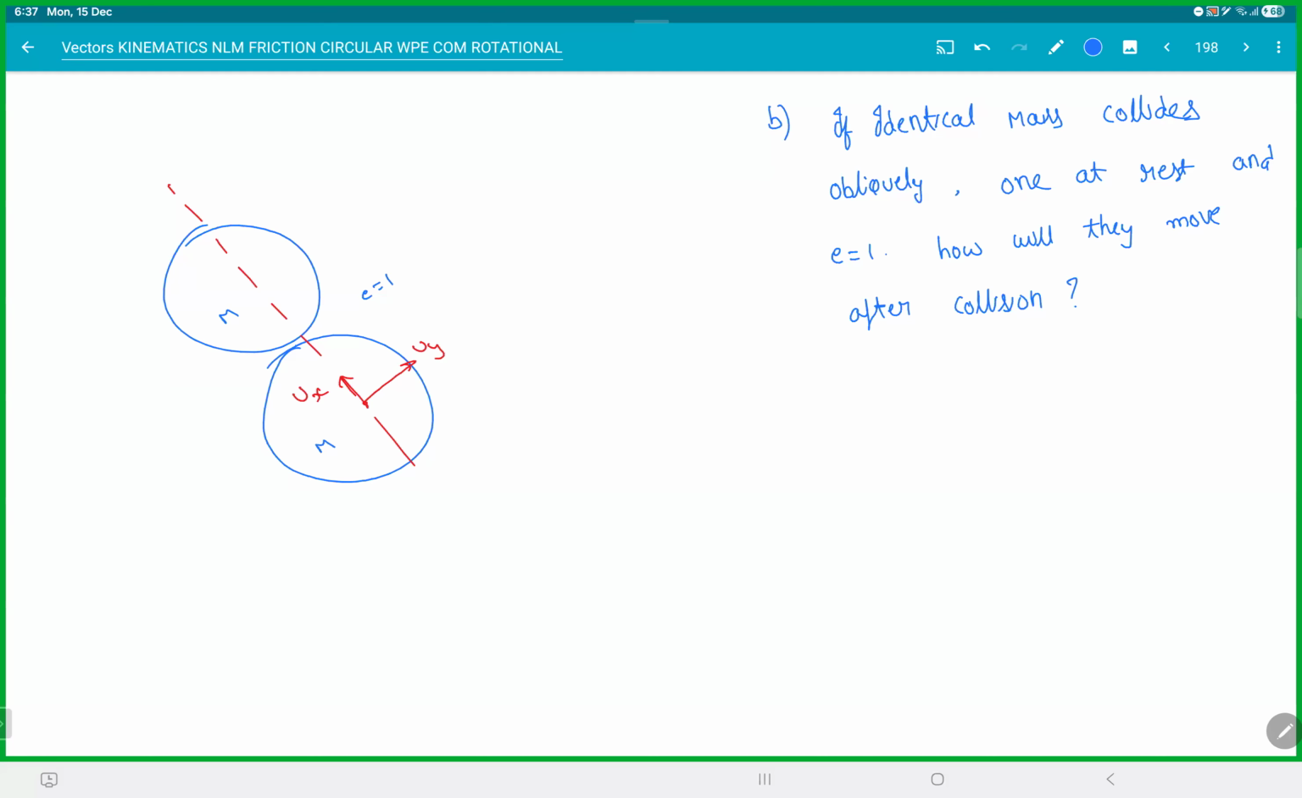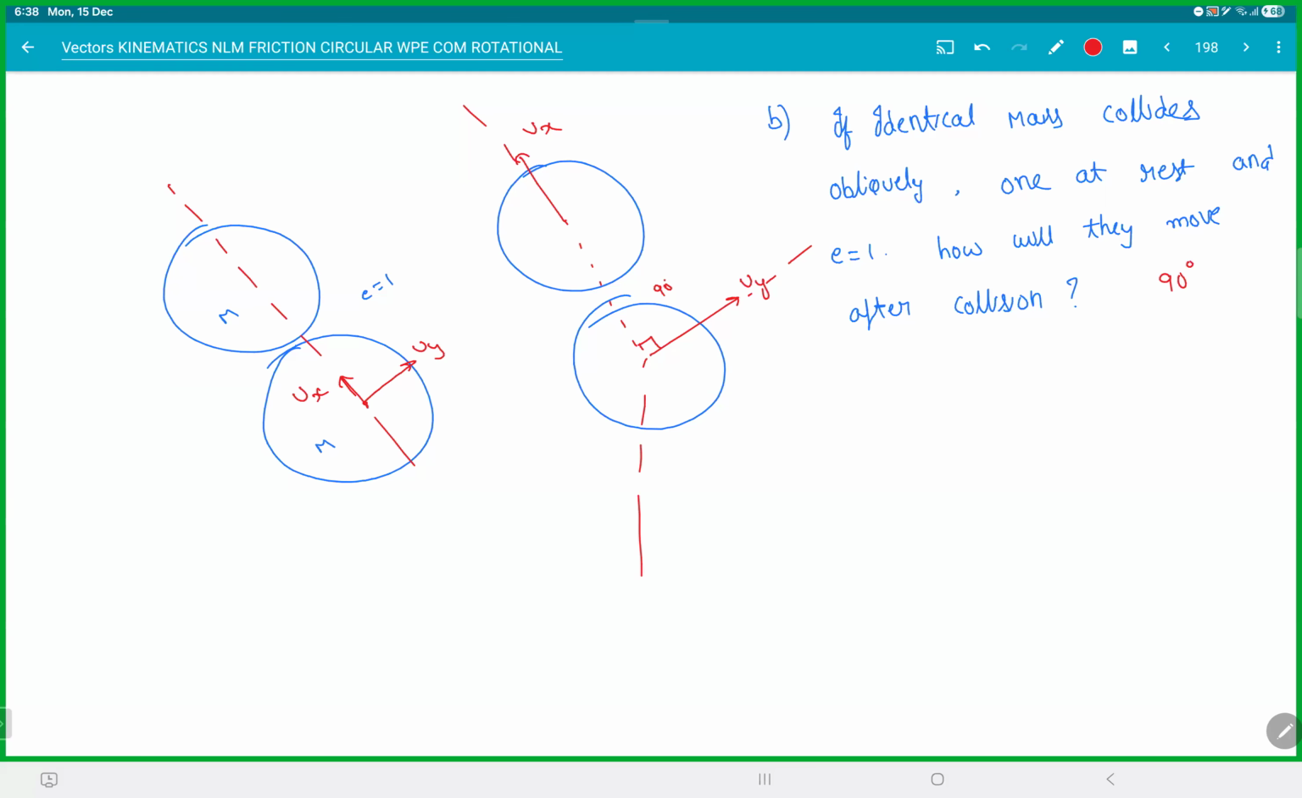So after collision, the picture would look like this. They will exchange the velocity. So this guy will go with ux. The perpendicular components are unaffected. This guy will go with uy. This angle will be 90 degrees. So after collision, both will deviate to an angle of 90 degrees. Happens only for this special case, you're getting it. Masses should be equal. E is equal to 1.